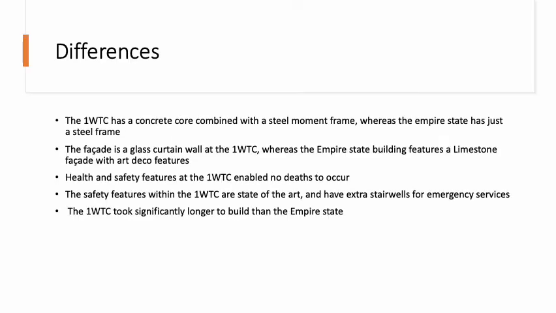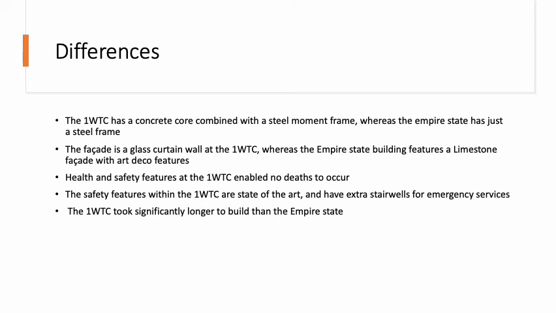The differences. So the One World Trade Center has a concrete core combined with a steel moment frame, whereas the Empire State has just a steel frame. The facade is a glass curtain wall at the One World Trade Center, whereas the Empire State Building features a limestone facade with Art Deco features. Health and safety features within the One World Trade Center enabled no deaths to occur. However, this will be a difference due to the time period, and for the time, the Empire State was a safer structure than other structures at the time.